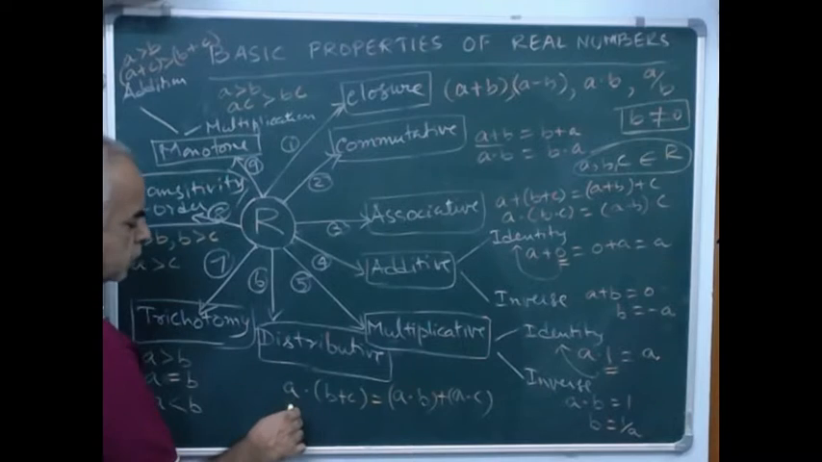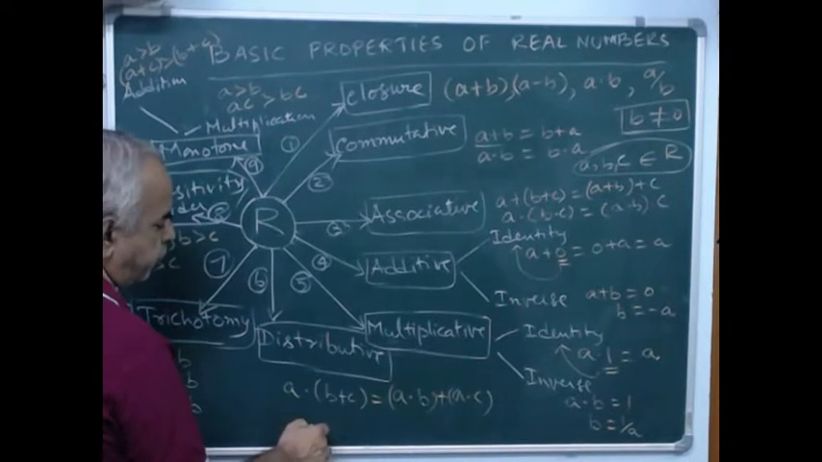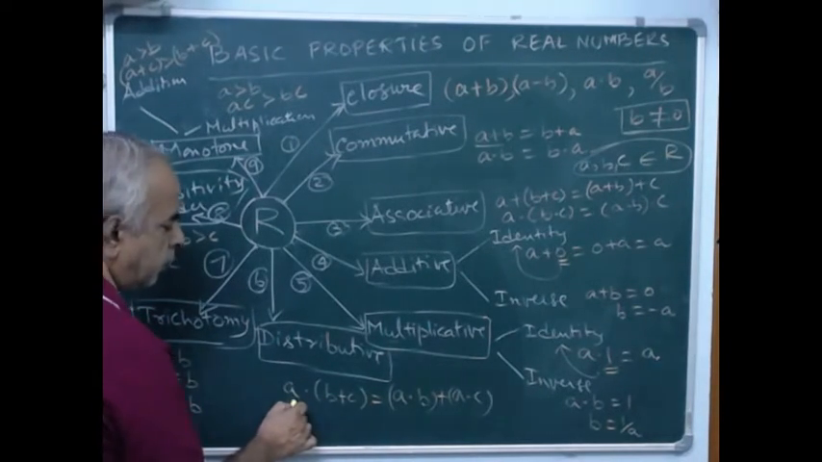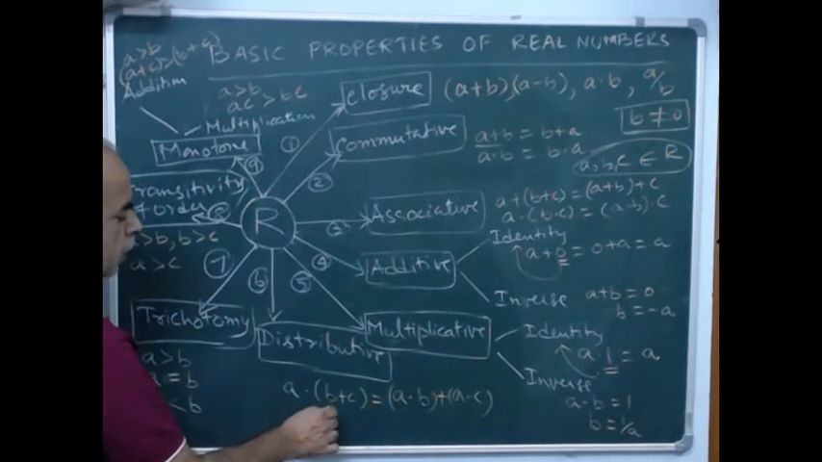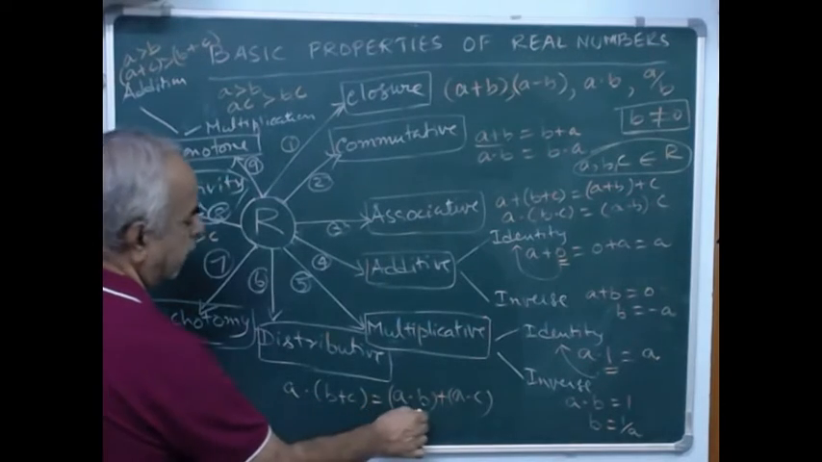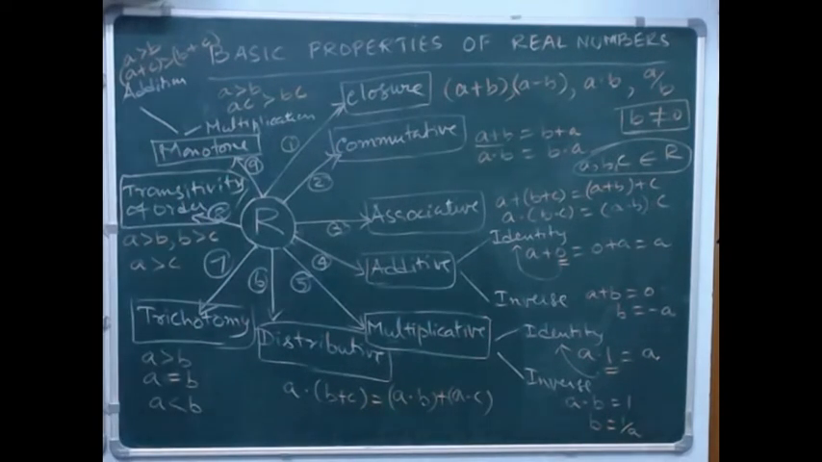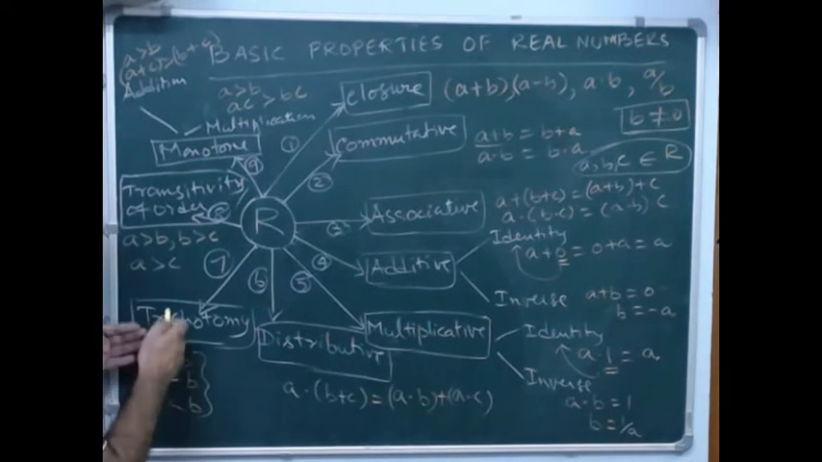Distributive law in the same sense, that is A dot (B plus C) is equal to A dot B plus A dot C. So this multiplication is distributed to B and C like this. So this is called distributive law. And trichotomy, for example, when you take any two real numbers, A is greater than B, or A is equal to B, or A is less than B. So all lie within these three symbols only. And this is known as trichotomy.